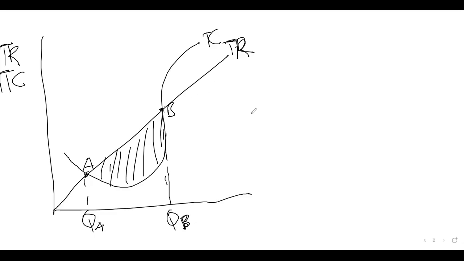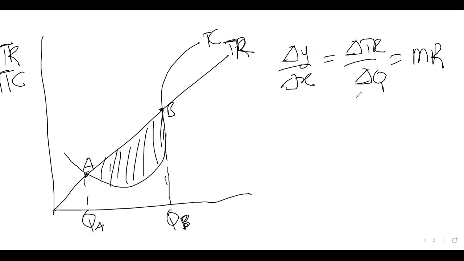Okay, so at which point does the firm maximize profit? Now at point A, because the two curves are meeting, the slope of the total revenue should be equal to the slope of the total cost. The slope of the total revenue is simply change in y over change in x. The y-axis is total revenue, so it is change in total revenue over change in quantity, and this is marginal revenue. So keep in mind that the slope of the total revenue curve is the marginal revenue.